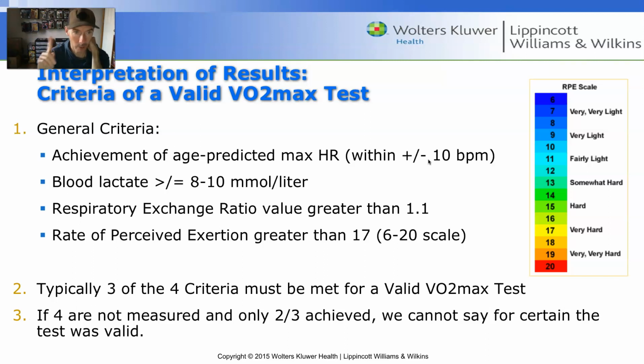Okay, that's criteria 1. Criteria 2, did they get a blood lactate level greater than or equal to 8 to 10 millimoles per liter? Now, during our treadmill test, we're not going to measure lactate, so we cannot look at that one, okay? Lab 3, we will look at that, and we'll use that criteria.